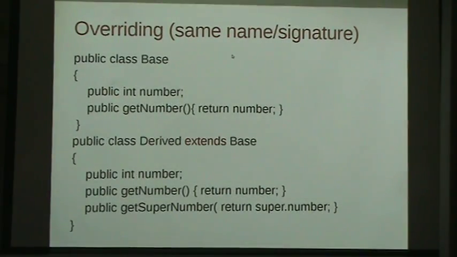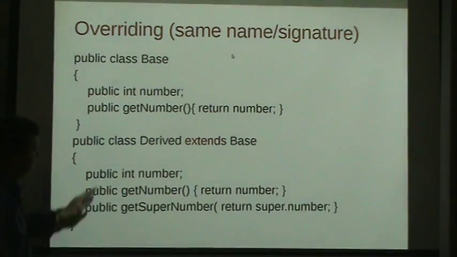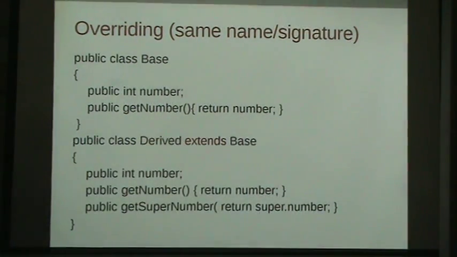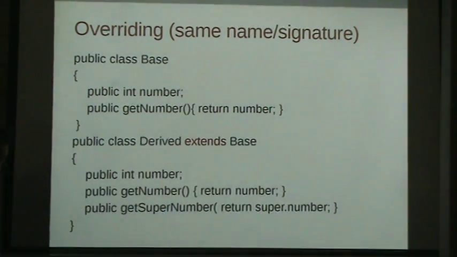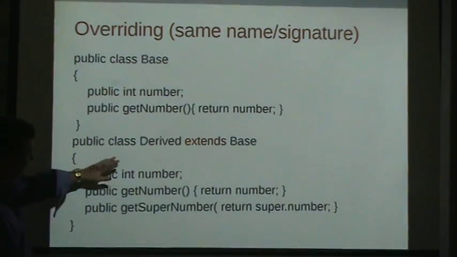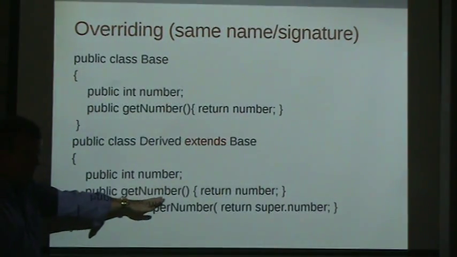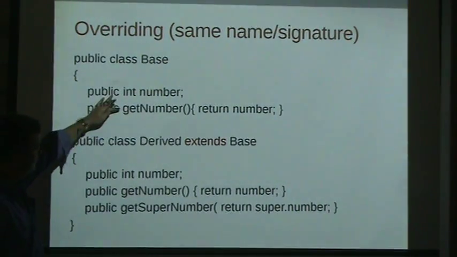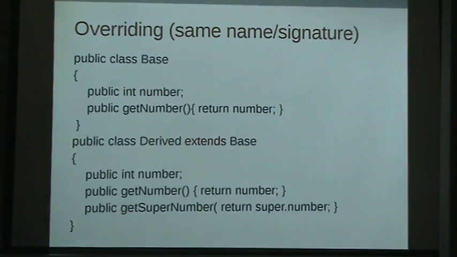Okay, so the important thing you're looking for is do the names match and do the parameters match. This is getNumber with no parameters, and this is getNumber with no parameters, and they both return the number that corresponds to them. Now, if I was to create an object of type derive and call that object's getNumber method, which would it call? Would it call this getNumber that has no parameters, or the inherited one, which also has no parameters? If you were designing the language, what would you do?